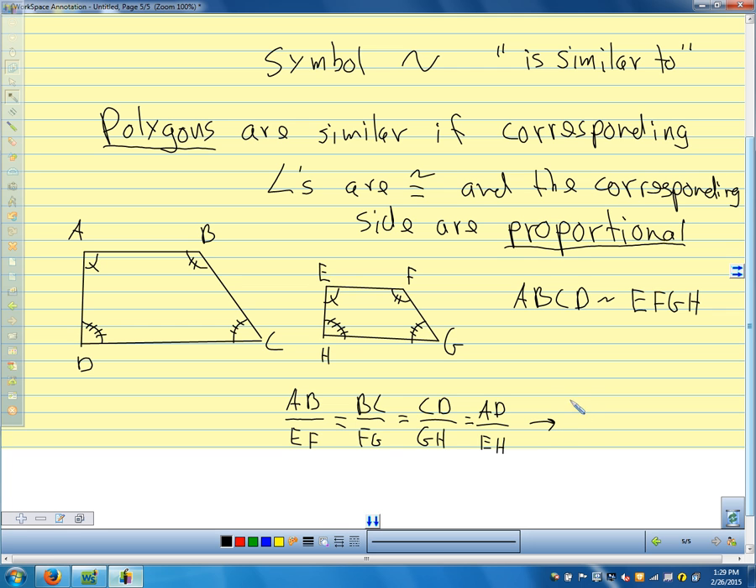And whatever that ratio turns out to be, we call it the scale factor. So if the scale factor is 1 to 2, that tells us the second one is twice as big as the first one. If the scale factor is 3 to 4, it tells us that the second one is 3/4 the size of the first one. So we call that the scale factor.